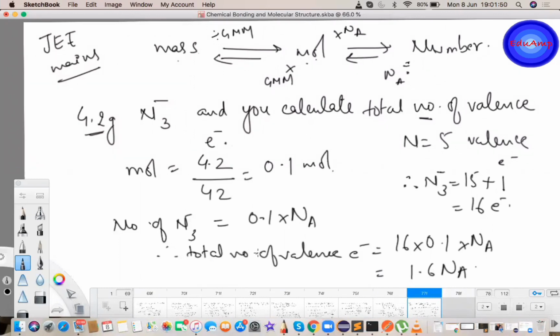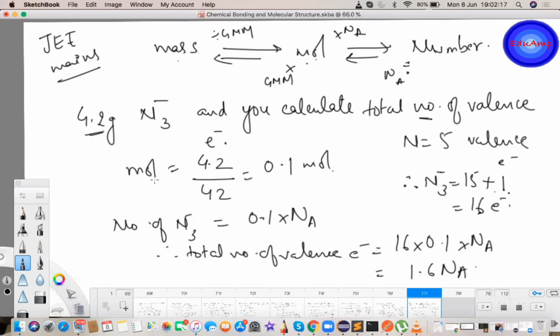I hope this question is clear to everyone. I'm again going to repeat this. You are given 4.2 gram of N3 minus and you have been asked to calculate the total number of valence electrons. In a nitrogen atom there are 5 valence electrons. So total valence electrons in N3 will be 15 plus 1 negative charge. For 1 negative charge we add 1 electron. Therefore, total is 16 electrons.